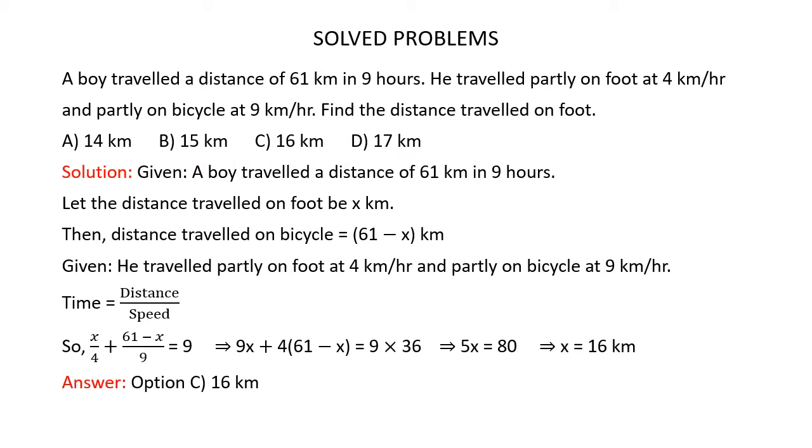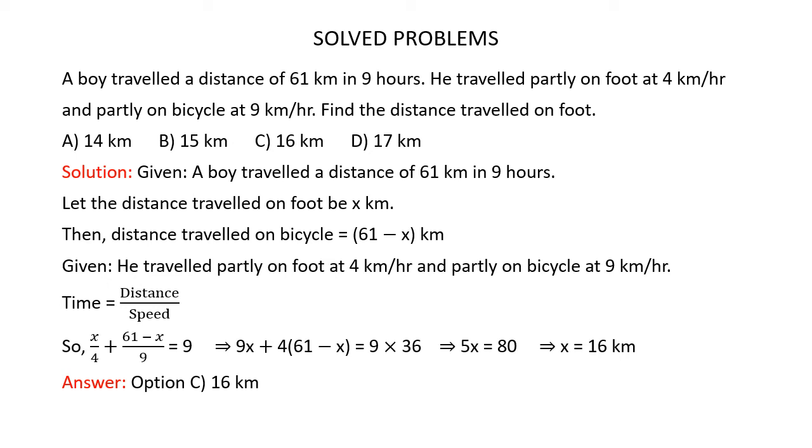Now here you are asked to find the distance traveled by the boy on foot. Now it's given that a boy traveled a distance of 61 kilometers in 9 hours. Since we do not know the distance traveled on foot, let's assume that the distance traveled on foot is x kilometers. Then distance traveled on bicycle will be 61 minus x kilometers.